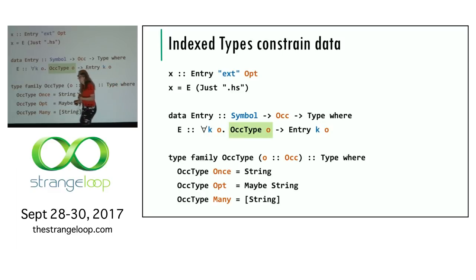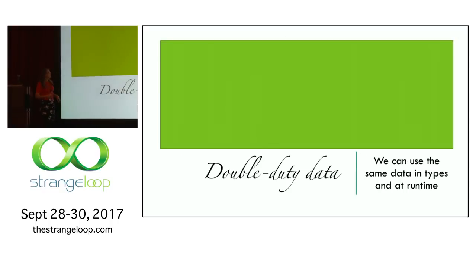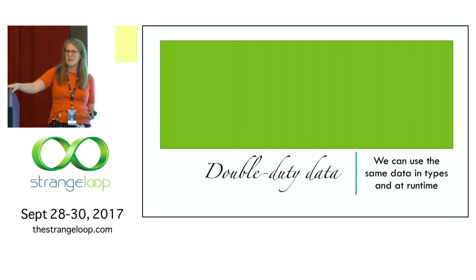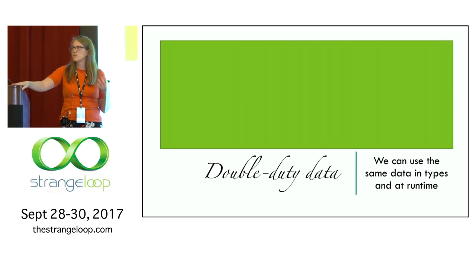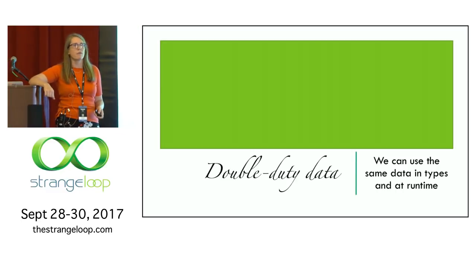Okay, so we're using these index types to make very strong constraints on what our data looks like. Now the next thing we're doing is something that I'm calling double duty data. What does that mean? I'm actually using data in my program in two different ways. I'm using it in the type indices, but sometimes I need to use it at runtime. So let me show you where we end up doing that in this library.